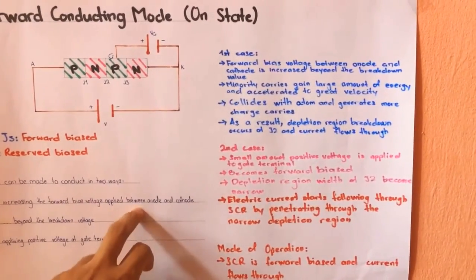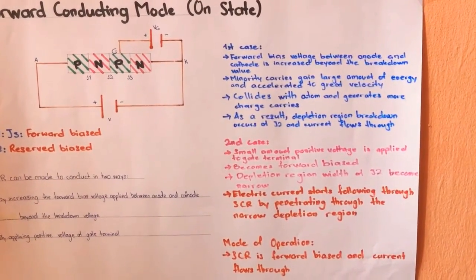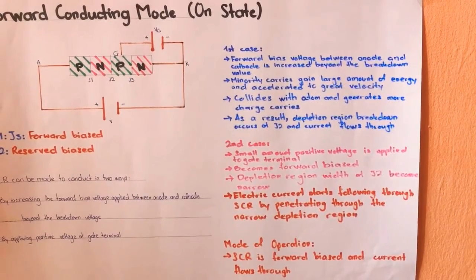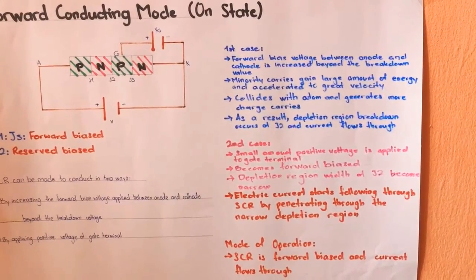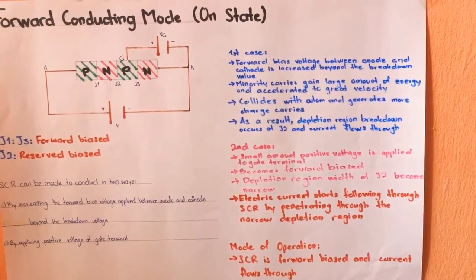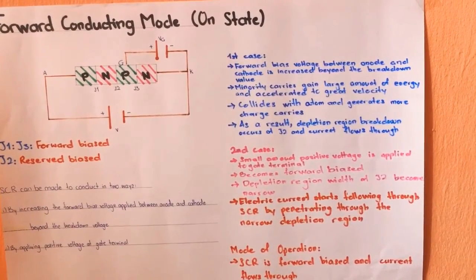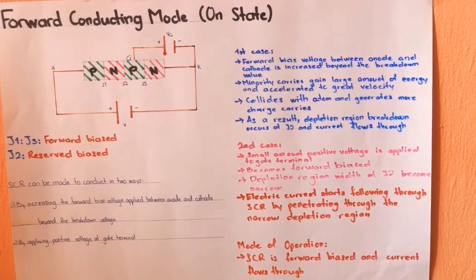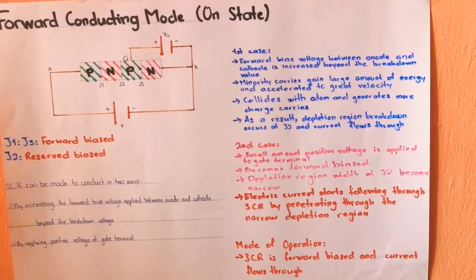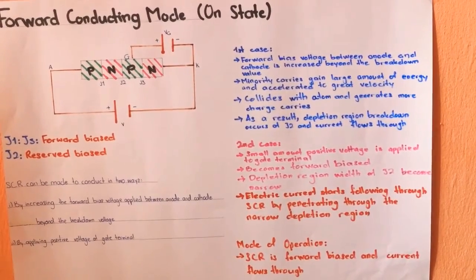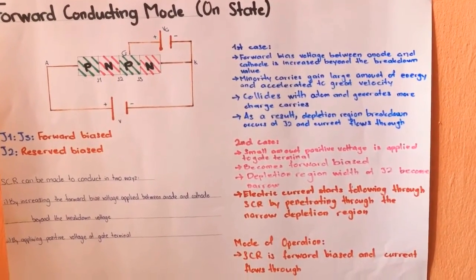Now, in the first case, by increasing the forward bias voltage between anode and cathode beyond the breakdown value, the minority carriers gain a large amount of energy and accelerate at a greater velocity, which then collide with other atoms and generate more charge carriers. As a result, breakdown of the depletion region occurs at junction 2, and current can start flowing again.